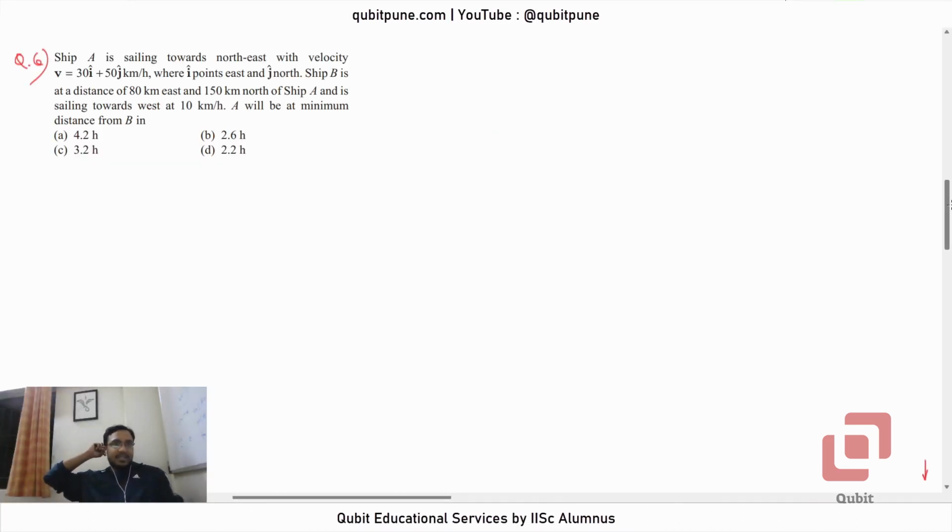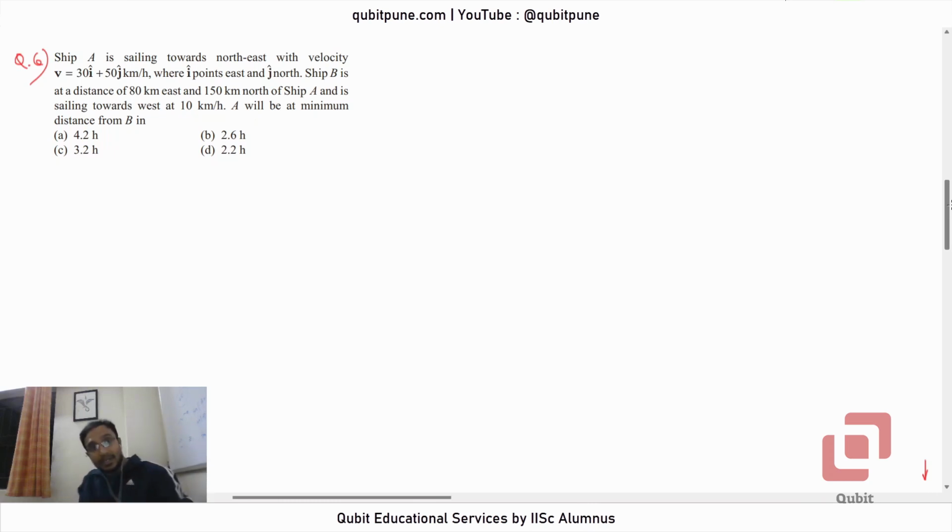Ship A is sailing towards northeast with velocity v bar given by 30 i cap plus 50 j cap kilometers per hour, where i cap points east and j cap north. Ship B is at a distance of 80 kilometers east and 150 kilometers north of ship A and is sailing towards west at 10 kilometers per hour. A will be at a minimum distance from B in 4.2 hours, 2.6 hours, 3.2 hours or 2.2 hours.